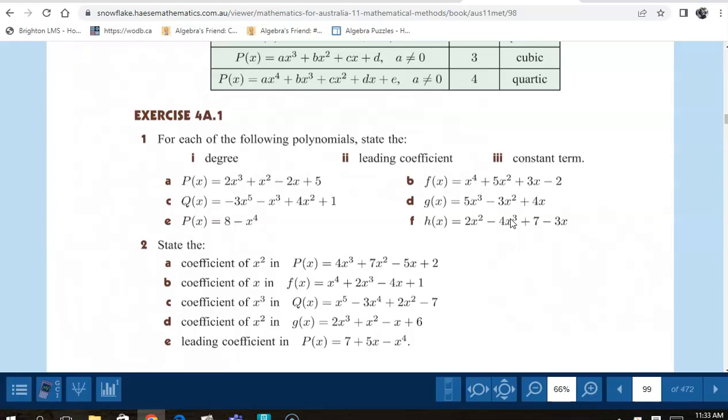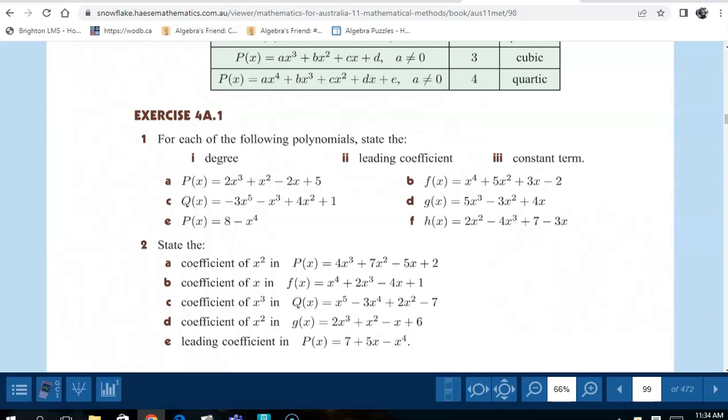Leading coefficient. Where would we find the leading coefficient? Out the front of the highest degree. So if we look at F, 2 isn't your leading coefficient, it's -4 because it's in front of the highest degree. Happy with that? So just terminology. I don't think you need to write down.